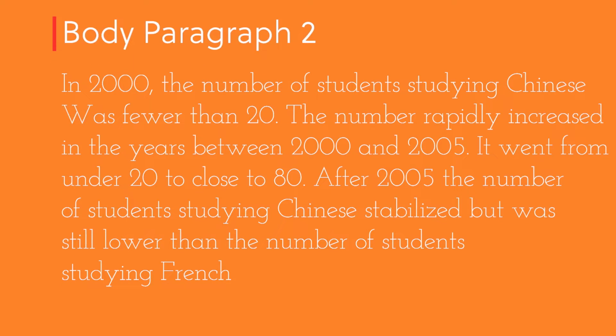I'm going to do the same thing for the second body paragraph, but instead I'm going to focus more heavily on the second line, which is about Chinese language. That body paragraph could look like this. In 2000, the number of students studying Chinese was fewer than 20. The number rapidly increased in the years between 2000 and 2005. It went from under 20 to close to 80. After 2005, the number of students studying Chinese stabilized, but was still lower than the number of students studying French.